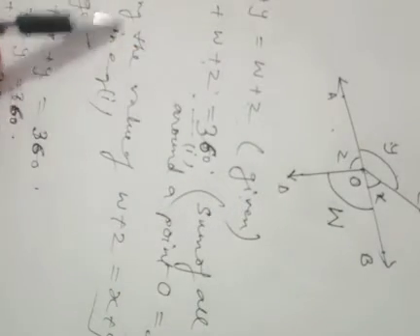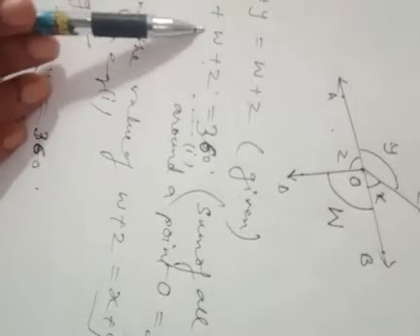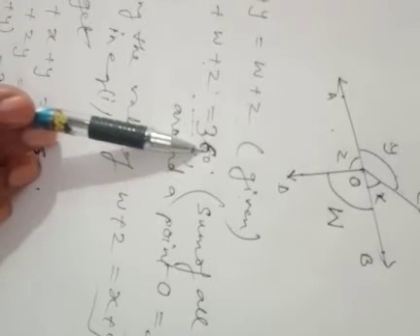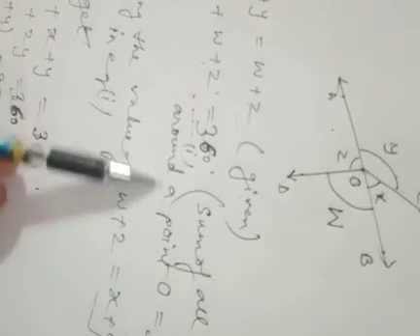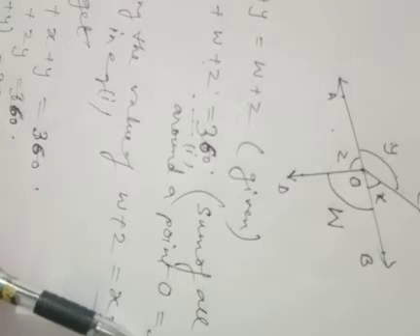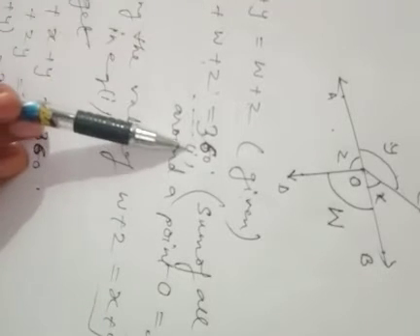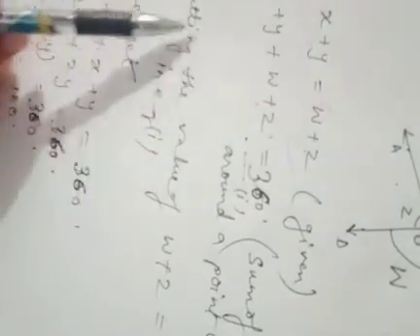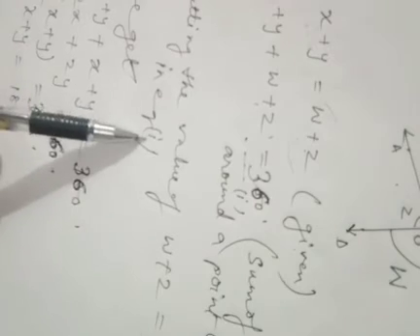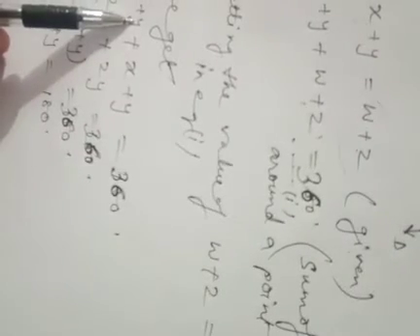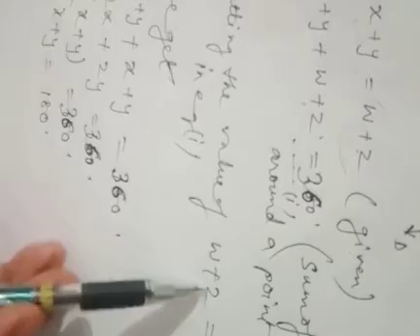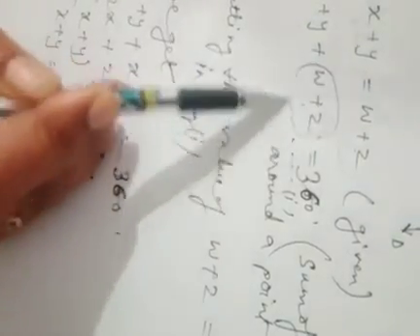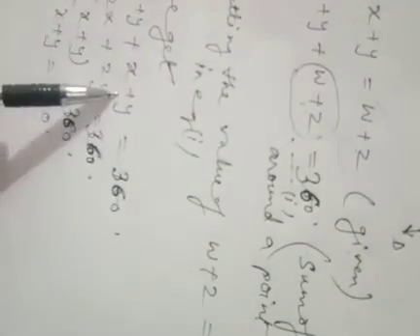Now, write down x plus y plus w plus z is equal to 360 degree, because the sum of all the angles around the point O is equal to 360 degree. Give this equation a name, equation number 1. Now putting the value of w plus z as x plus y in equation number 1, we get x plus y plus x plus y. You just replace w plus z by x plus y. Then we get this equation.